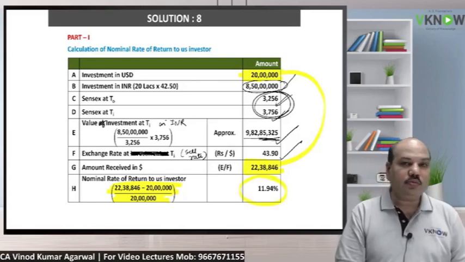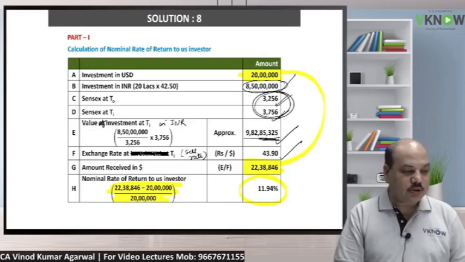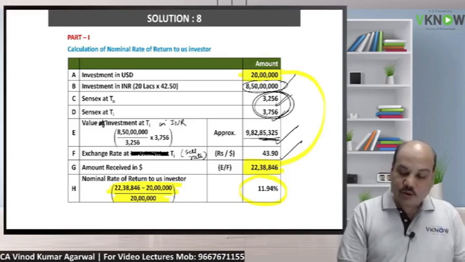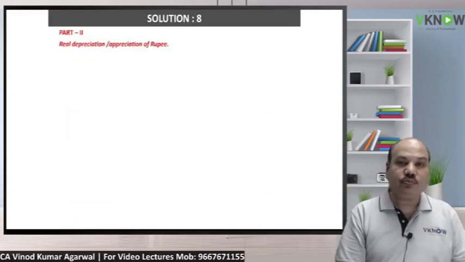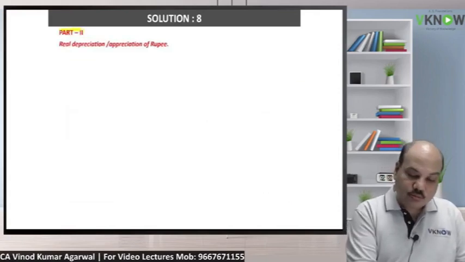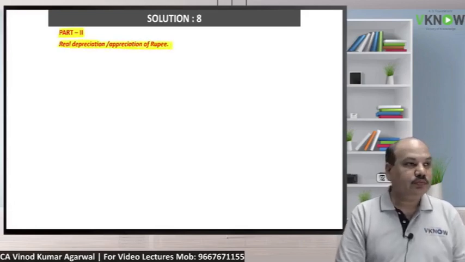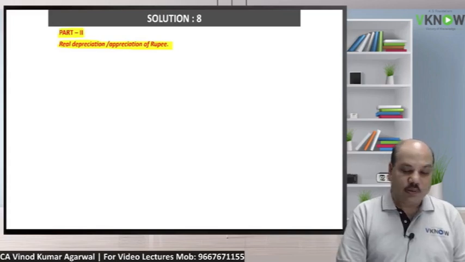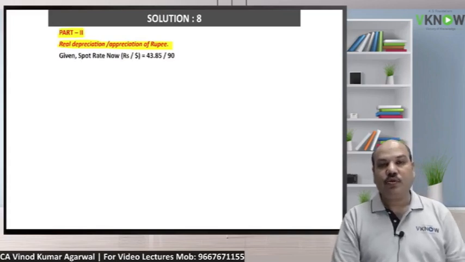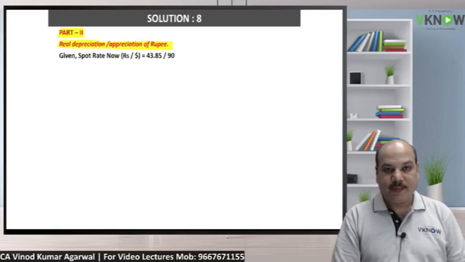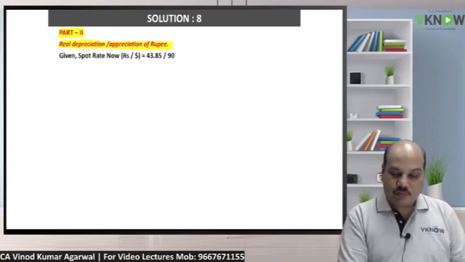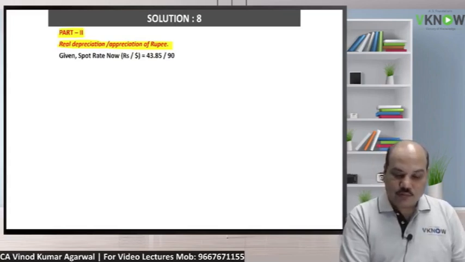Similar question already covered in the class. And this is a very basic question. Anybody can do it. Now the important question is part 2. Write down part 2, answer of part 2. Real appreciation or depreciation of rupee. Okay. In the question, if you see, they have given you spot rate now.